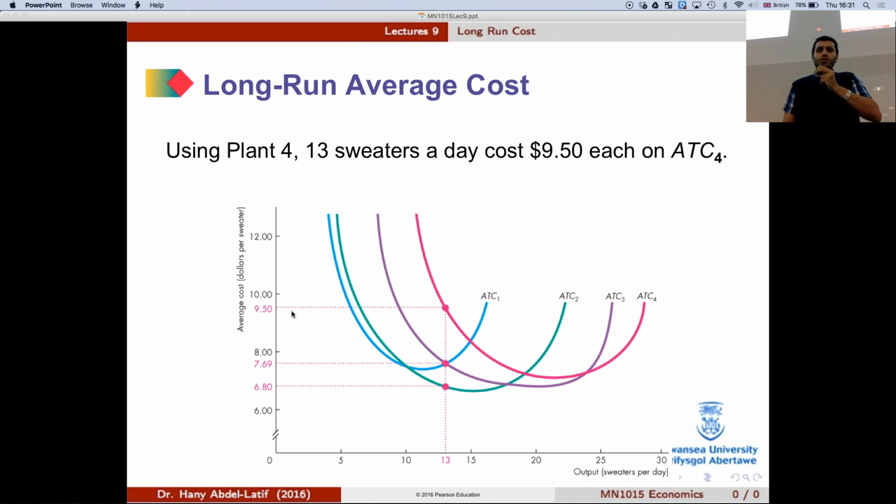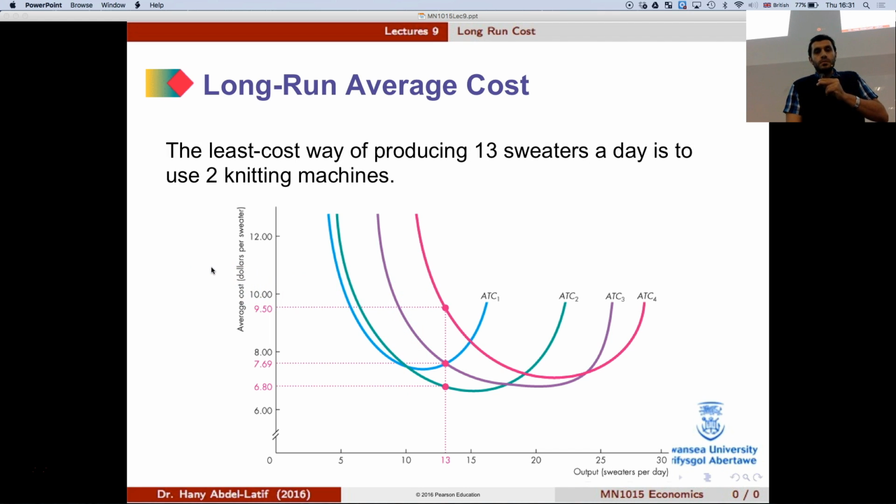Exactly. Plant 2, isn't it? The green one is plant 2. That is the plant size that will minimize the cost. You have this, because you're in the long run, so you can choose the plant size. Okay? And now, for each output level, one of these plant sizes will give you this output at the least cost, or the minimum cost. Okay? So we're trying to minimize the cost if we want to maximize our profit.